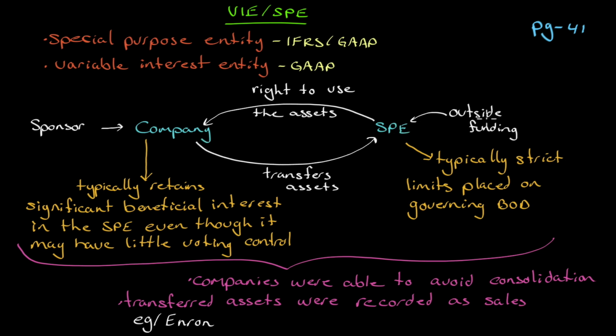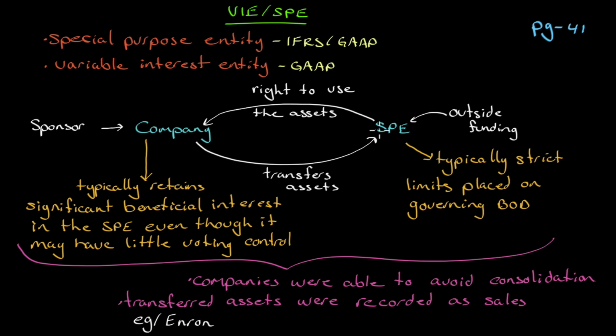The SPE can get outside funding by issuing bonds. That's the whole idea behind securitization. Maybe there's an equity interest in the SPE, an outside equity interest that might be 3% or 5%, but the vast majority of the funds provided is outside funding.